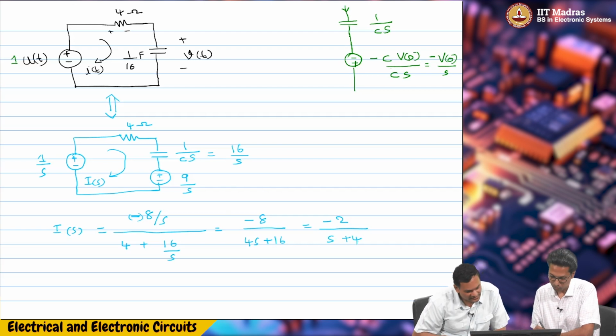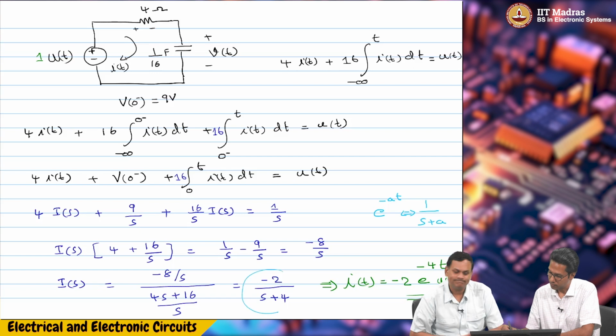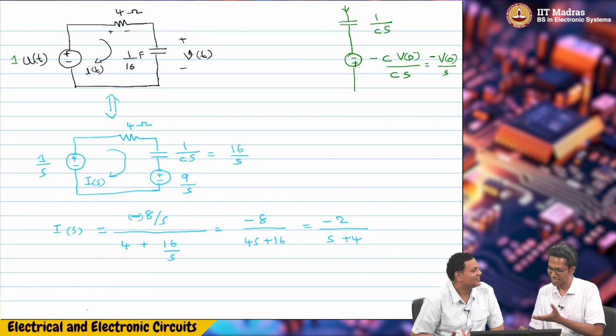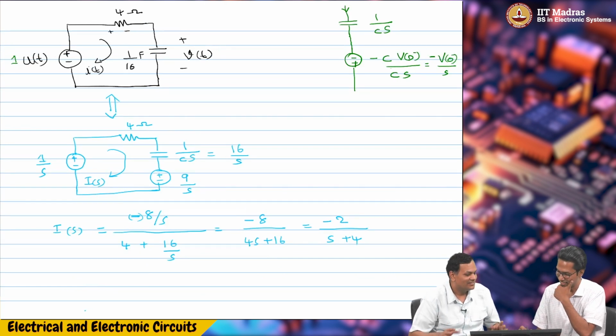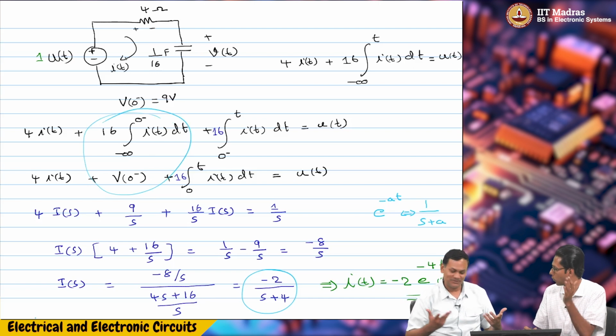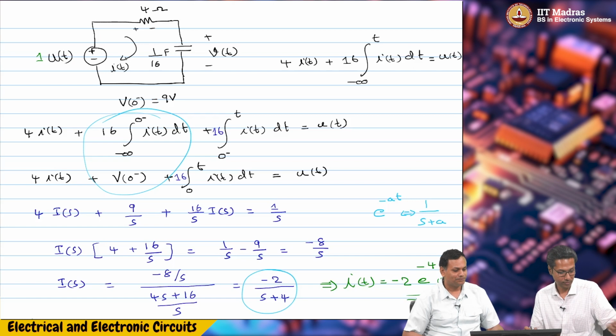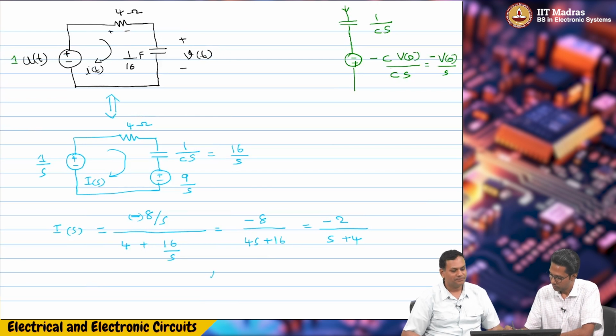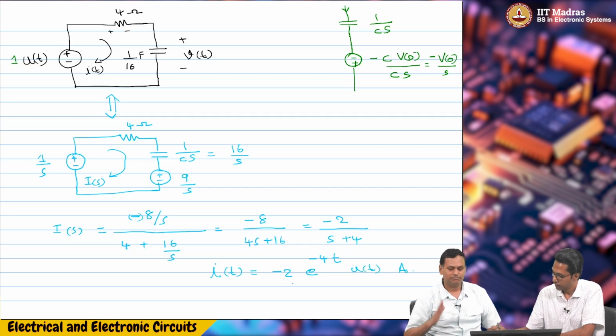Did we get the same value? I think we did: minus 2 by s plus 4. Perfect. So this is much easier, just one step. No differential equations, no integrals, nothing, just an algebraic equation. I don't have to think about minus infinity to 0 or what the voltage was; all these are taken care of automatically. And once you know I of s, you just need to find I of t. For completion, I of t is minus 2 e power minus 4t u of t amperes. Perfect.